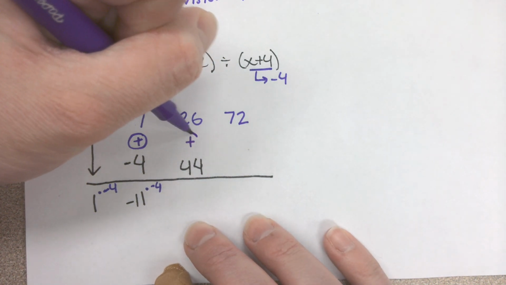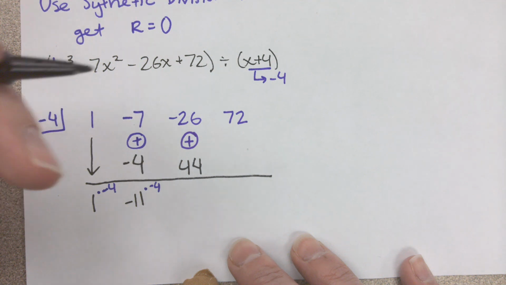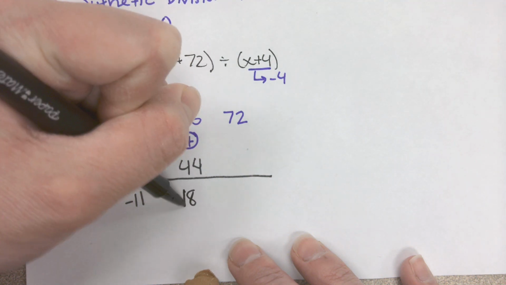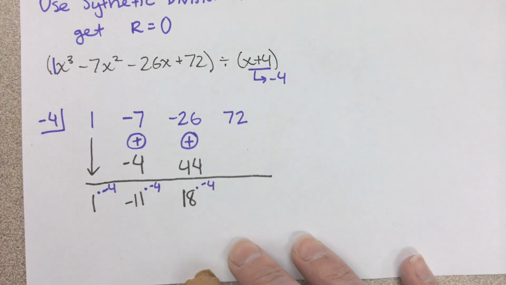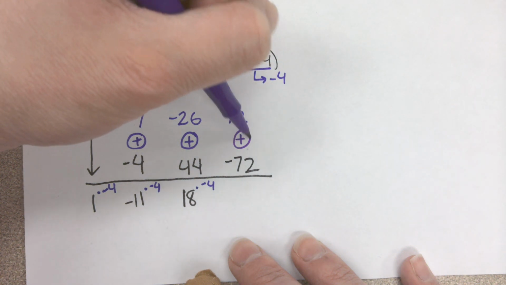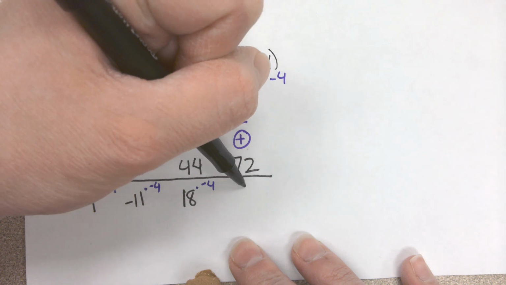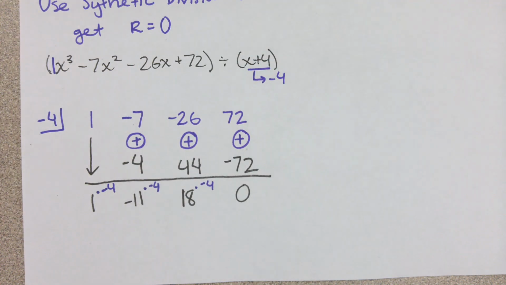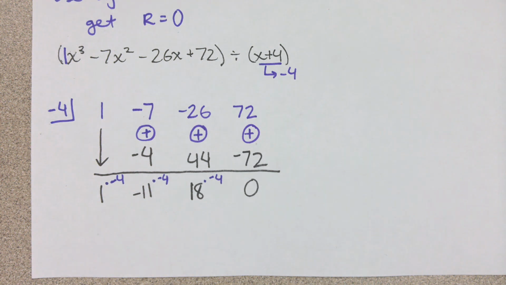And then we add down. Negative 26 plus 44 is positive 18. And again, 18 times negative 4 is negative 72. And we add down for the last time. 72 plus negative 72 is 0, which is what we're looking for on this problem. We need a remainder of 0. Questions on any of the calculations before I move on?